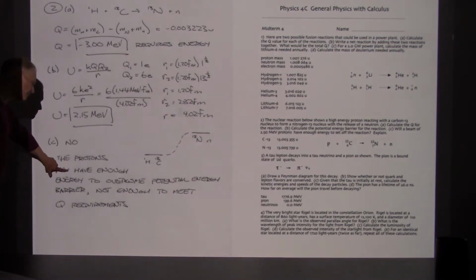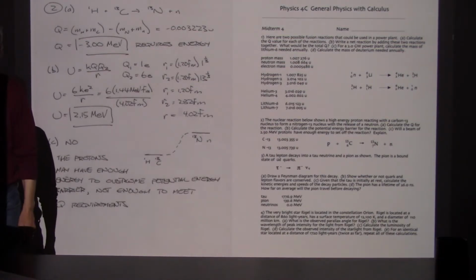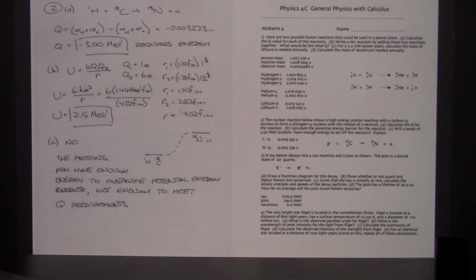They may have enough energy to overcome the potential energy barrier, but they're not going to have enough to meet the Q requirements. So that's just not going to happen. They're not going to have enough energy to create the nitrogen-13, so it won't happen. We're going to have to send in protons that have higher energy.